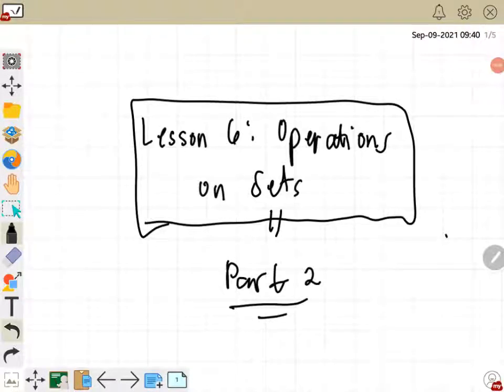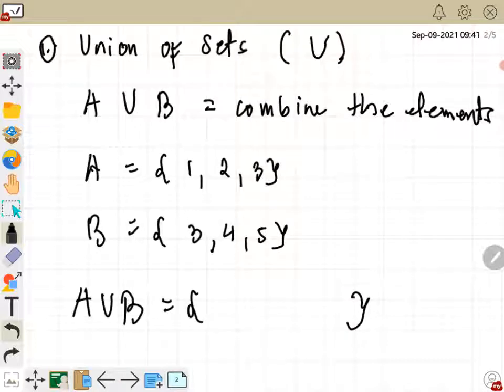In this video, we're going to continue our lessons on operations on sets. Last time, in part 1, we discussed the complement of a set and the difference of a set, and now we have our part 2. And our number 3 operation for sets is the union of sets.